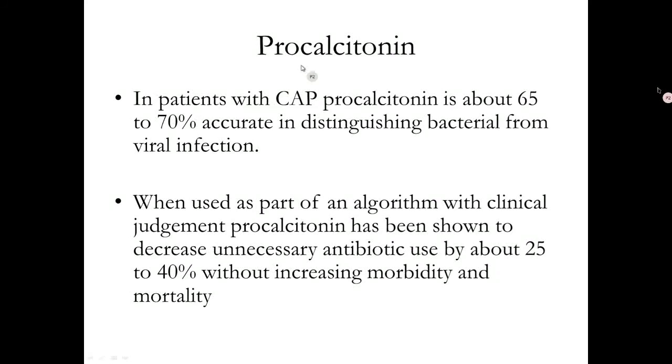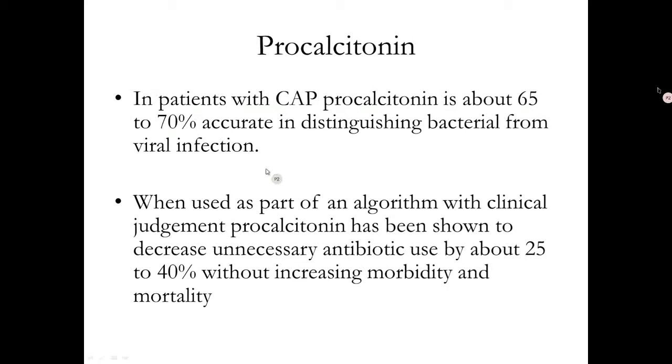In patients with community-acquired pneumonia, studies have indicated that the procalcitonin is about 70% accurate in distinguishing bacterial from viral infection. And as I mentioned before, it has to be part of an algorithm. Clinical judgment is very important. You cannot use it by itself.